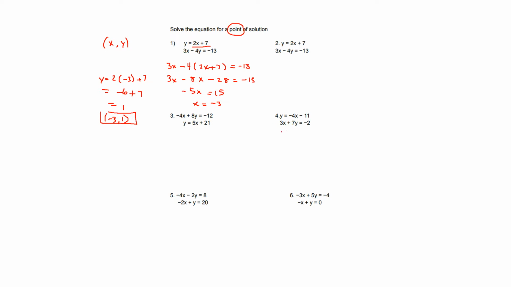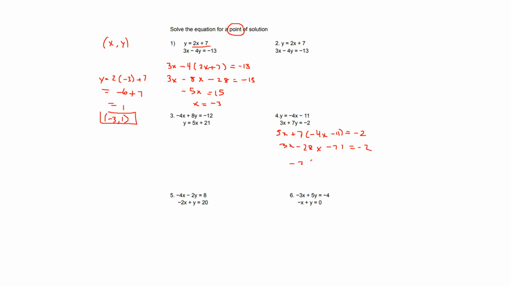Number 4, 3x plus 7 times negative 4x minus 11 equals negative 2. 3x minus 28x should be a 7. Minus 77 equals negative 2.